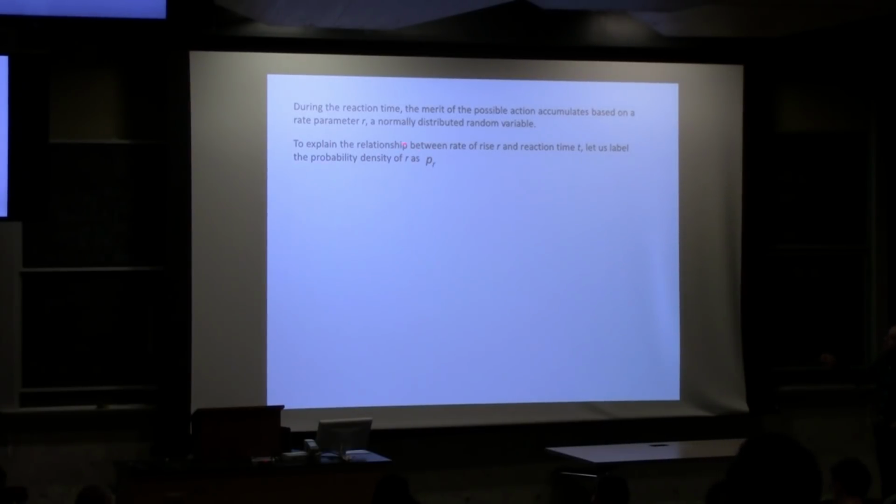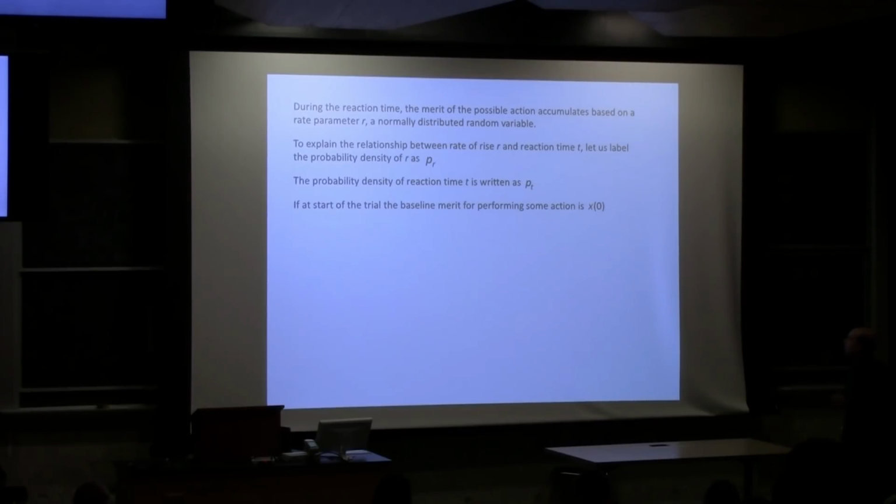So to explain the relationship between rate of rise r and the reaction time t, we're going to use probability theory. We're going to say the probability density of r, which is how fast this thing is rising. Sometimes it's rising shallow. Sometimes it's rising rapidly. We're going to represent it with a density function. We're going to call it P of r. We're going to have another density which describes the time, which is going to be our reaction time. So our reaction time is going to have some shape. That's the probability density of the time when the movement is going to begin. That's going to be P of t.